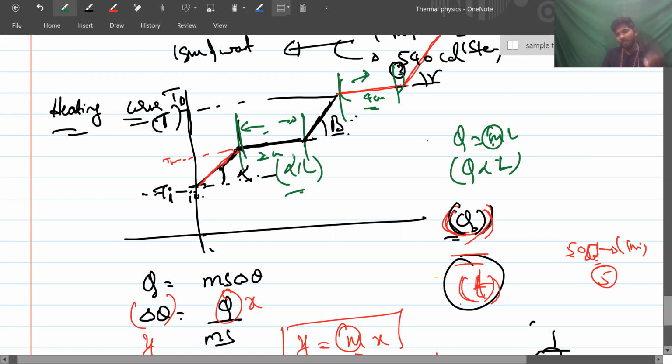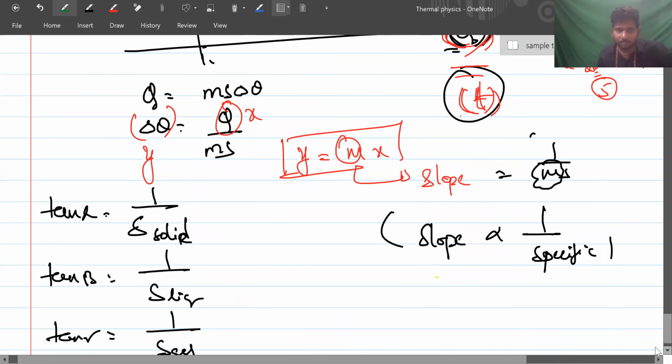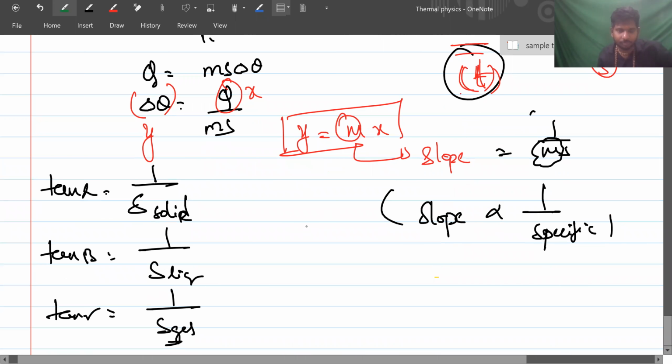So the slope will give you information about specific heat, and the length of that line will give you information about latent heat. Are you getting this? Yes, sir. Length will give you information about latent heat.